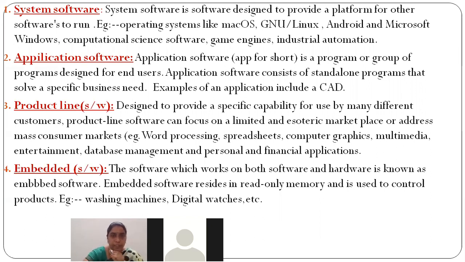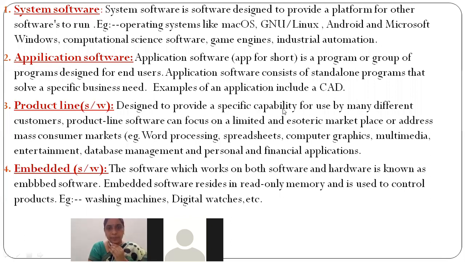So that is what we are saying here. Application software is a program or a group of programs designed for end users. Based only on the end user's interest, you will be learning some set of software. Those are called application softwares. And the next one is product line software.